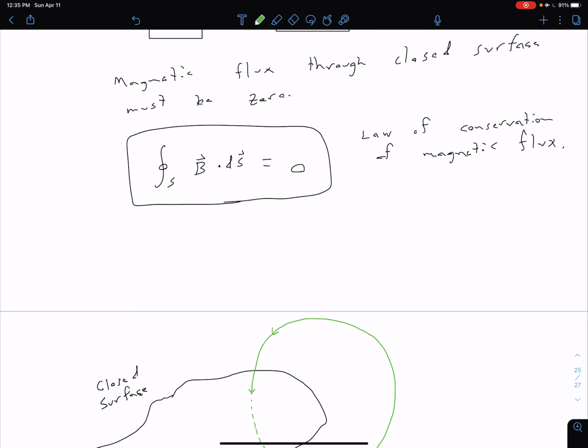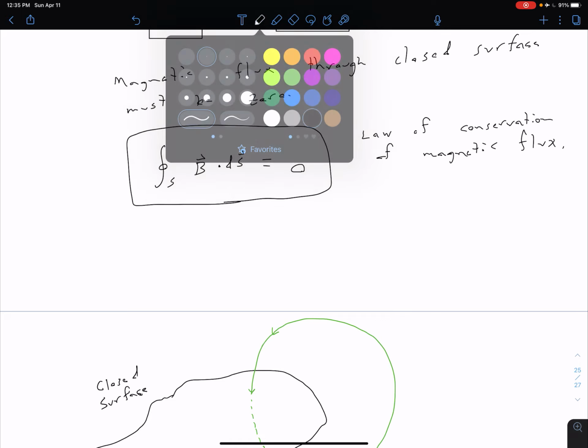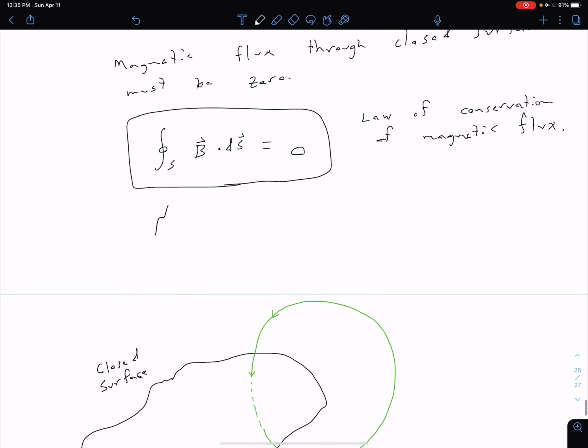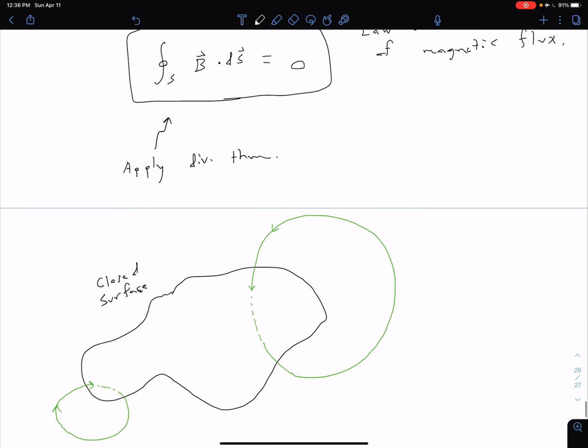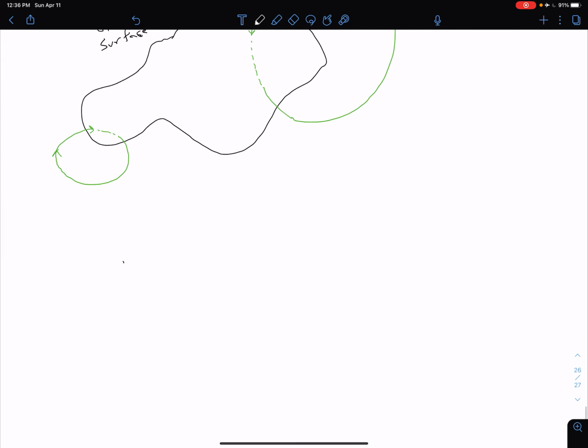Okay, so the final thing we want to do in this video is apply our divergence theorem to this equation. So from this, let's apply our divergence theorem. That was back in our vector calculus. And what that says is that we have this closed surface integral of B dot dS, and we can relate that to a volume integral. So we can say that's equal to the volume integral of the divergence of B times dV.